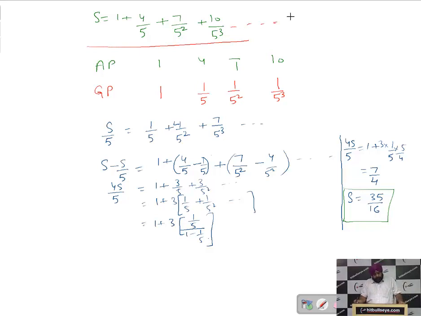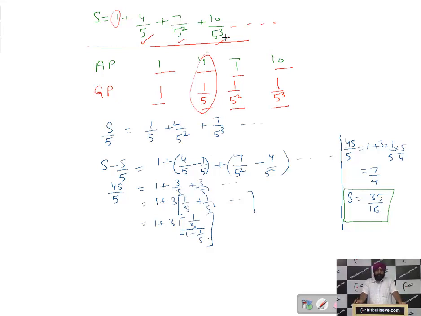Why is this called AGP? Let me explain. It's a combination of the AP 1, 4, 7, 10 and the GP 1, 1 by 5, 1 by 5 square and 1 by 5 cube. First term of AP multiplied by first term of GP will give us the first term of AGP. Second term of AP multiplied by second term of GP will give us the second term of AGP, and so on. So this is a combination of AP and GP.